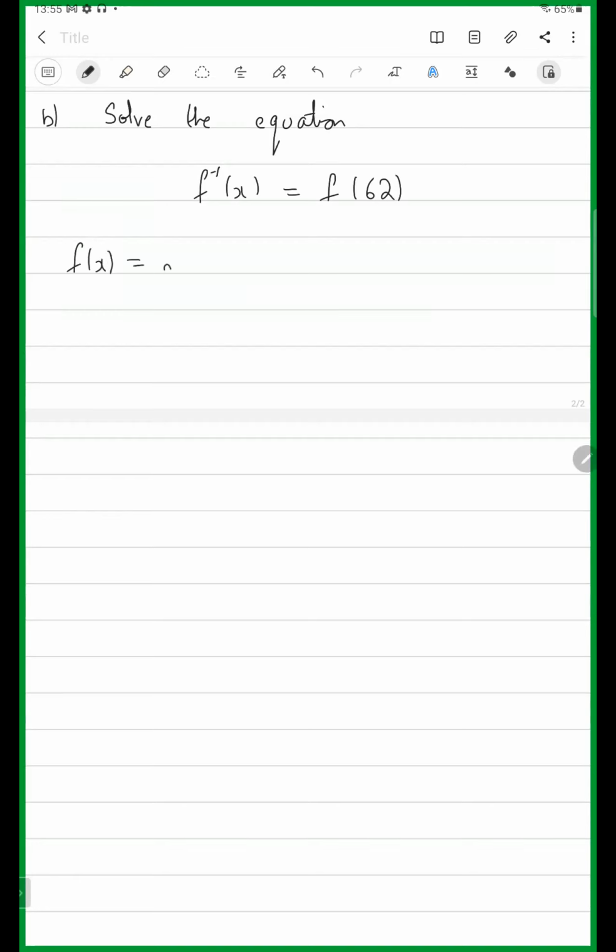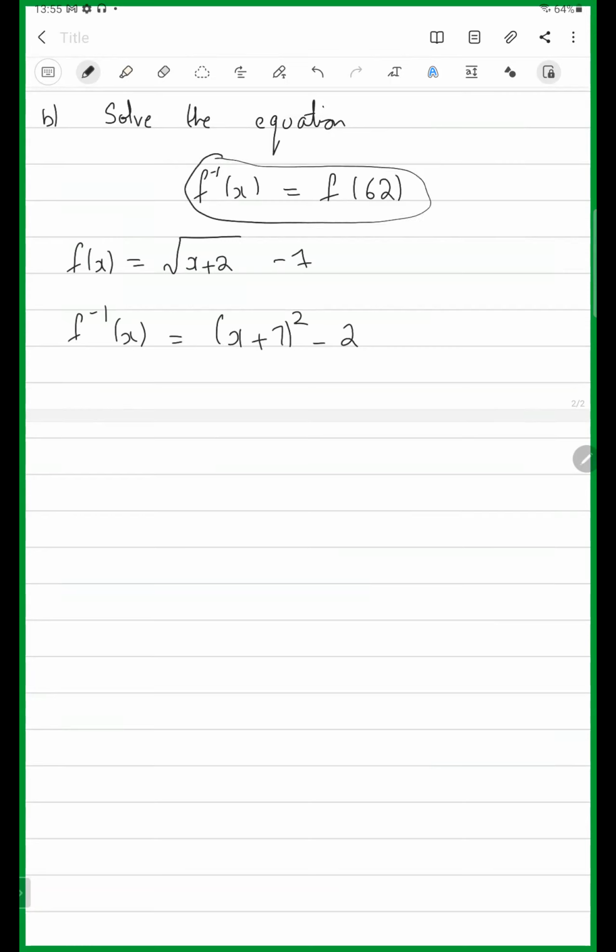F of x is root x plus 2 minus 7, and we have just calculated f inverse of x. That turned out to be x plus 7 squared minus 2. Okay, now this is the equation that we need to solve.